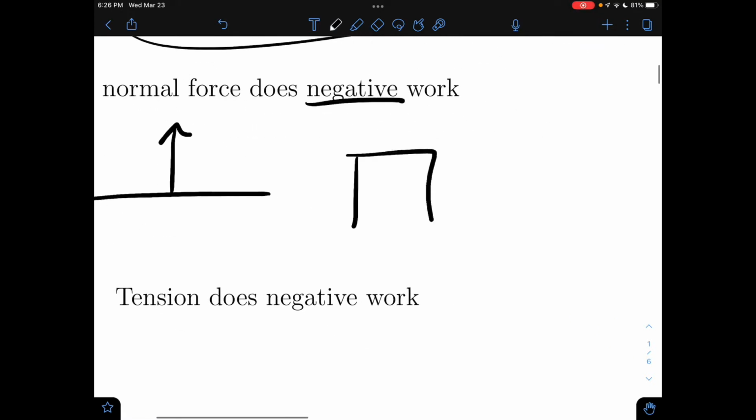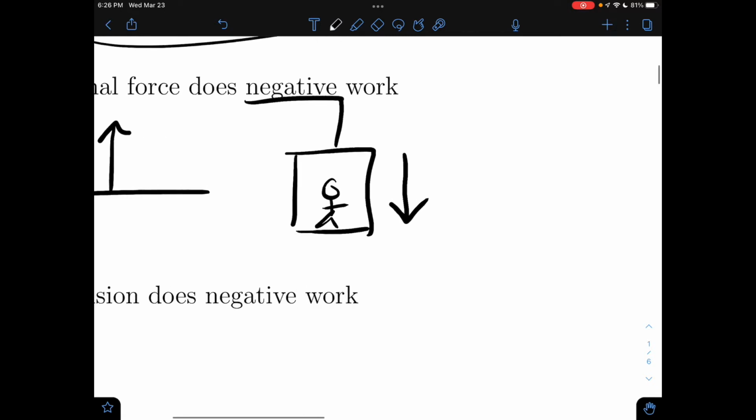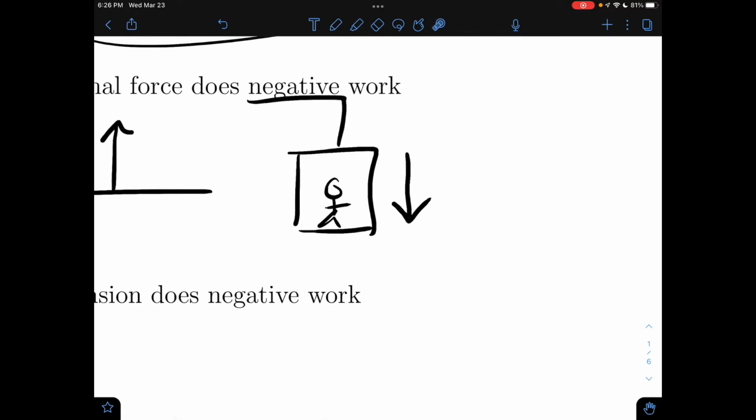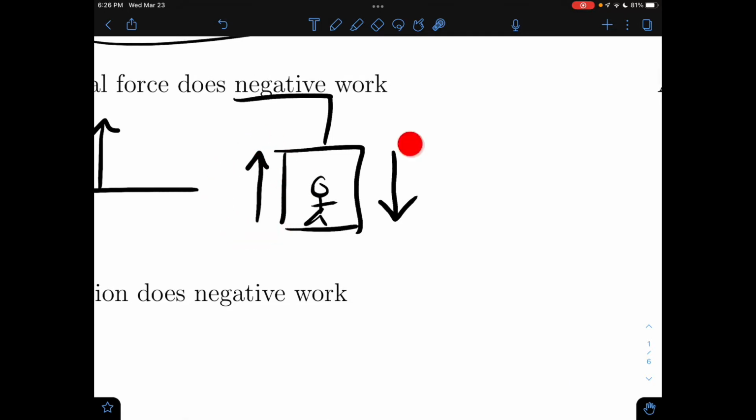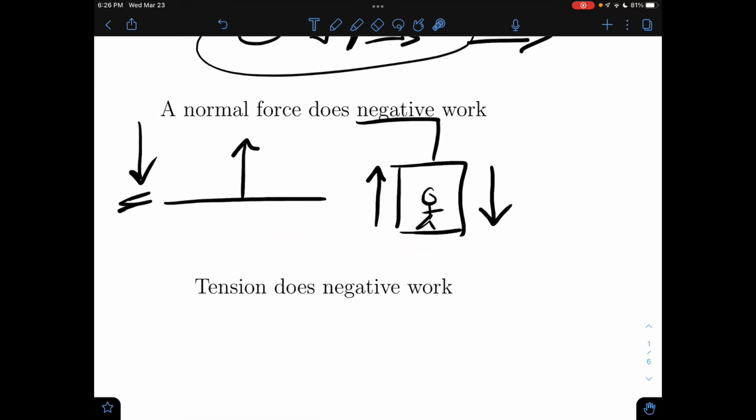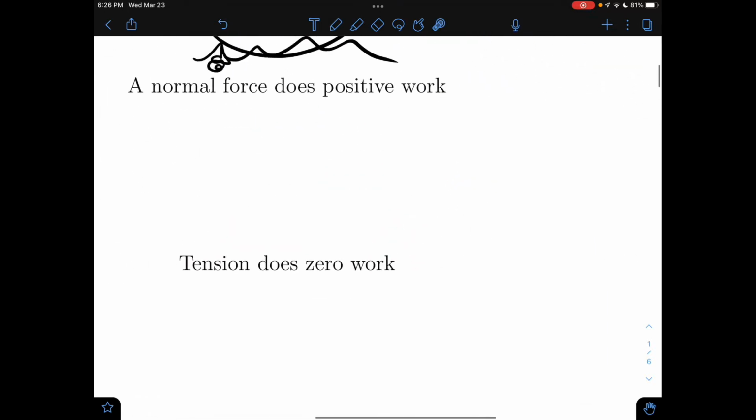I'm going to say we're in an elevator, right? I'm standing in the elevator, and the elevator's going down. I'm going down with the elevator, but I'm not in free fall. The elevator's still holding my feet on the ground. So we still have a normal force pushing up, but our displacement is down. Therefore, we have negative work.